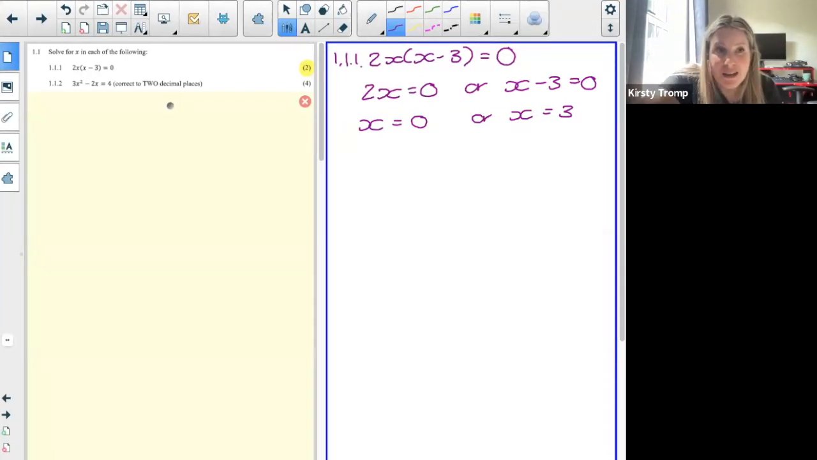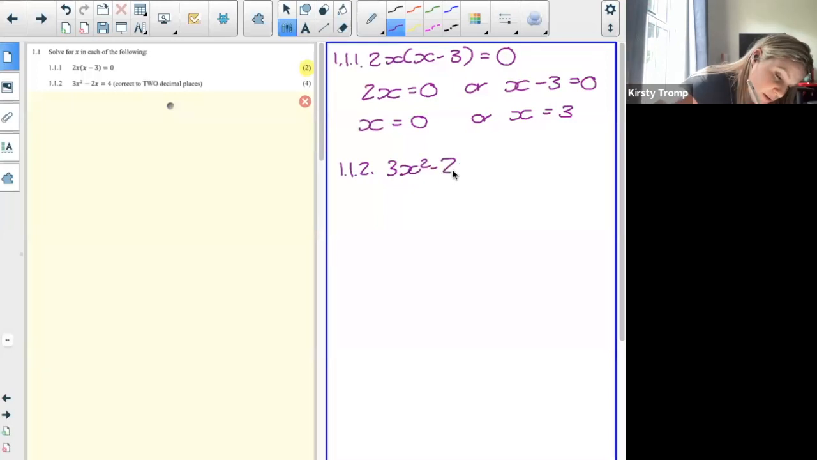This would be a level 2 kind of question. Level 1, level 2. Probably level 2 because it's a routine procedure. Nice, easy 2-mark question. Done. All right, 1.1.2. You guys told me, what are they looking for? They're looking for the quadratic formula. So I've got 3x squared minus 2x equals 4.